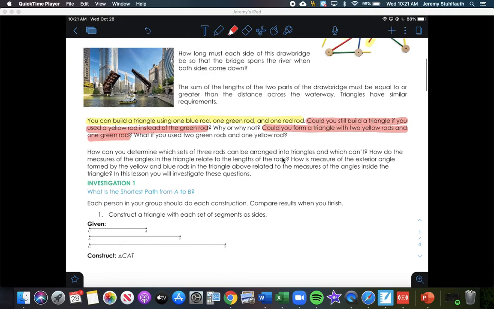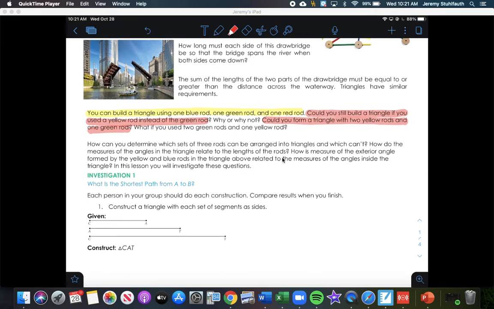So our question is, how can we determine which sets of three rods can be arranged into triangles and which can't? Right now our main question is, how can we determine which set of three rods, or in our case, three sides, can be arranged into a triangle and which can't? How do we figure that out? What is the relationship? How do we know if three sides can be used to create a triangle?